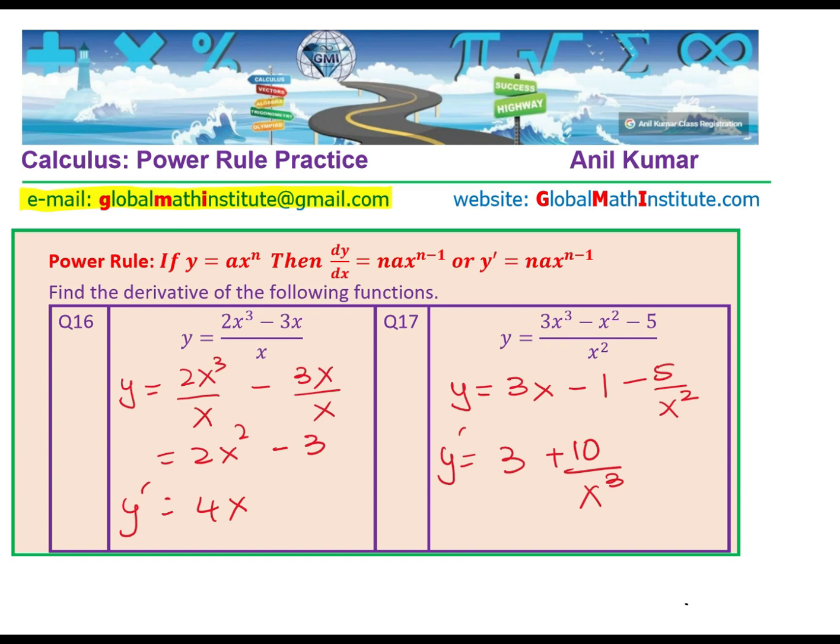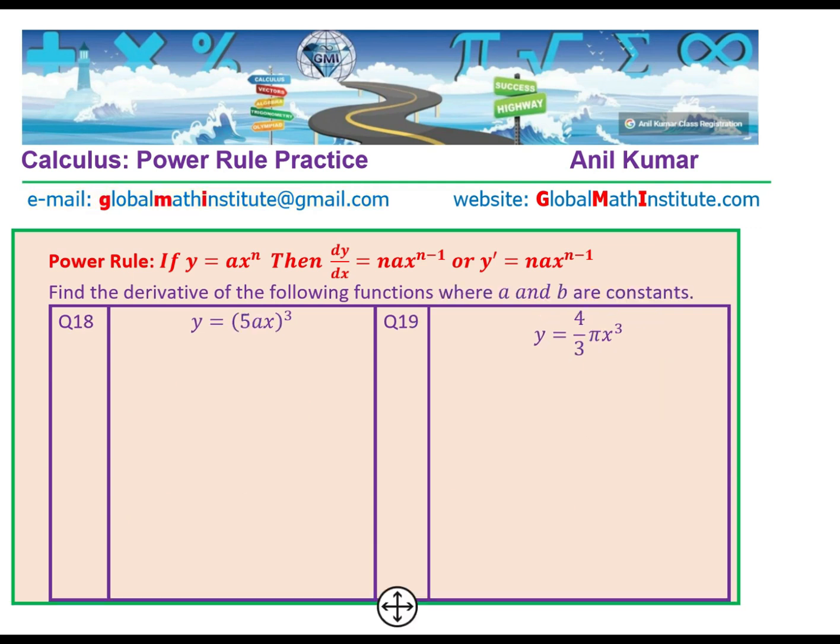x to the power of minus 2. So minus and minus makes it plus. 2 times 5 is 10. And minus 2 minus 1 is minus 3. Perfect. So there we go.